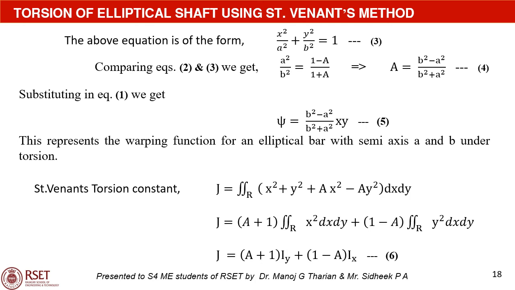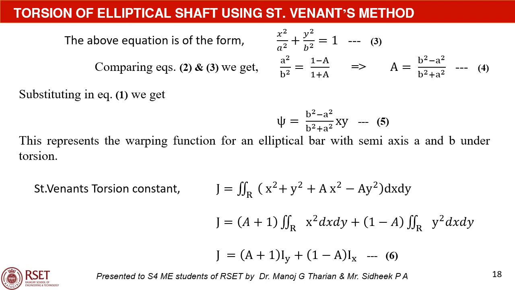This shows that the warping function psi equal to A into xy satisfies the boundary condition when the boundary is elliptical in shape, or in other words, psi equal to A into xy is a suitable warping function for an elliptical section. Now, comparing equations 2 and 3, we get a square by b square equal to (1 minus A) by (1 plus A), which implies capital A equals (b square minus a square) divided by (b square plus a square), where small a and b represent the semi-major and semi-minor axes of the elliptical section.